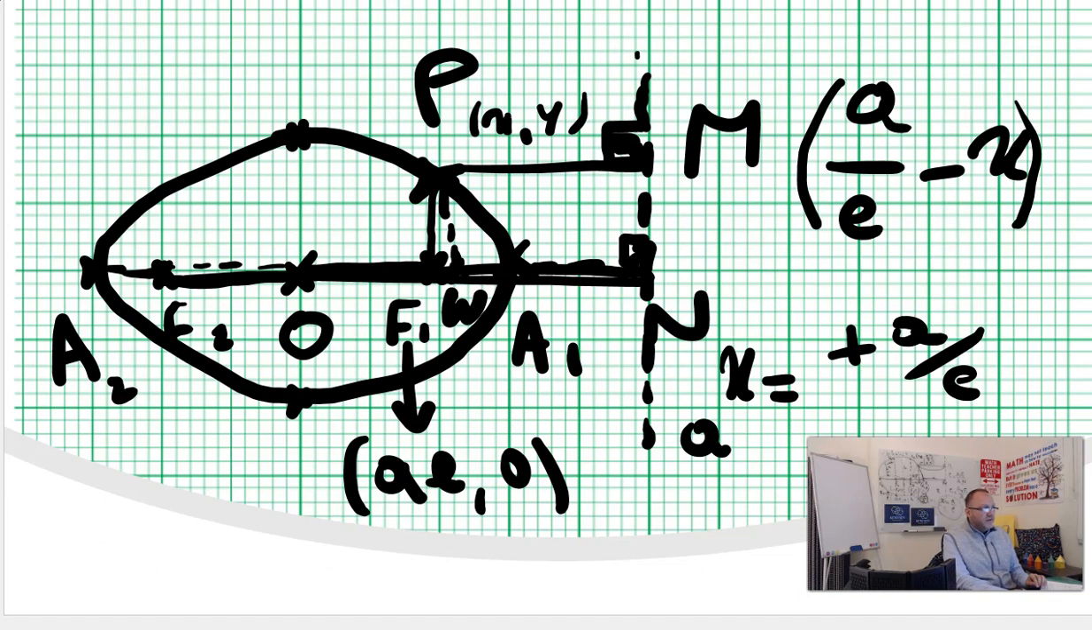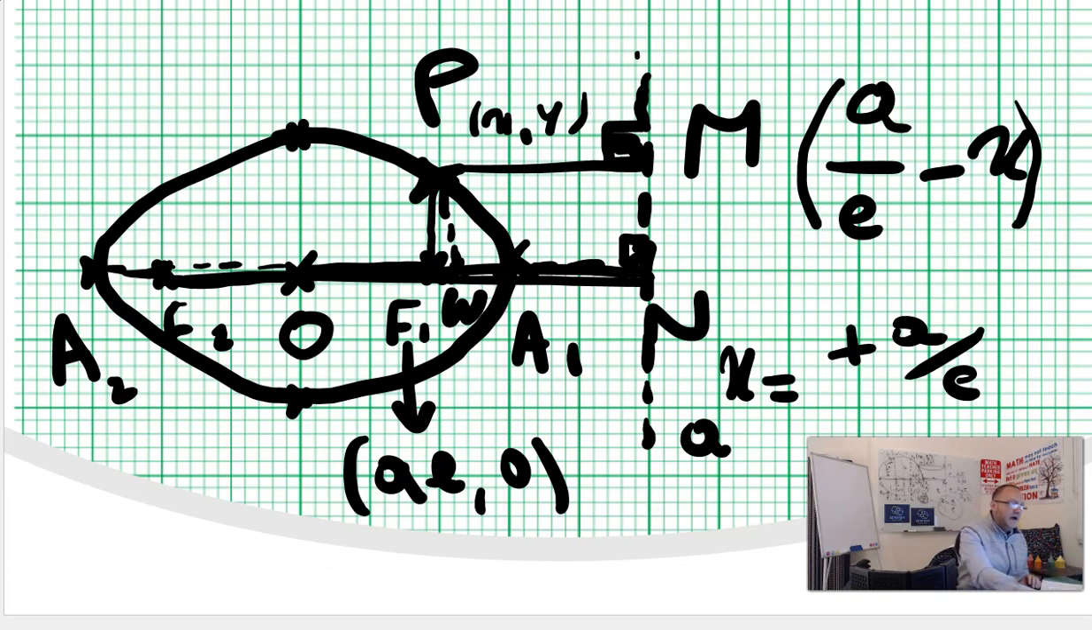So W is the projection of P on the X-axis, which has the coordinate of X. When you take a point, it's going to have the same coordinate of X on the X-axis.